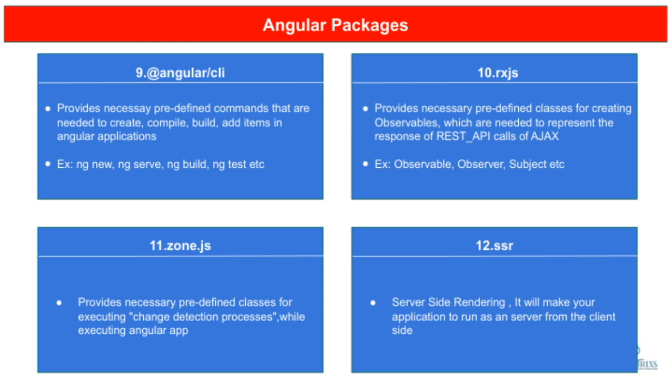Next is Zone.js, which supplies predefined classes for creating observables. These are vital for handling asynchronous data, such as responses from REST API calls or AJAX requests. Examples include observable, observer, and subject. Finally, we have Rx.js, which offers the essential commands to create, compile, build, and manage items within Angular applications. Commands like ng new, ng serve, ng build, and ng test are part of this, enabling smooth development workflows. All these packages work together to support and streamline your Angular development experience.